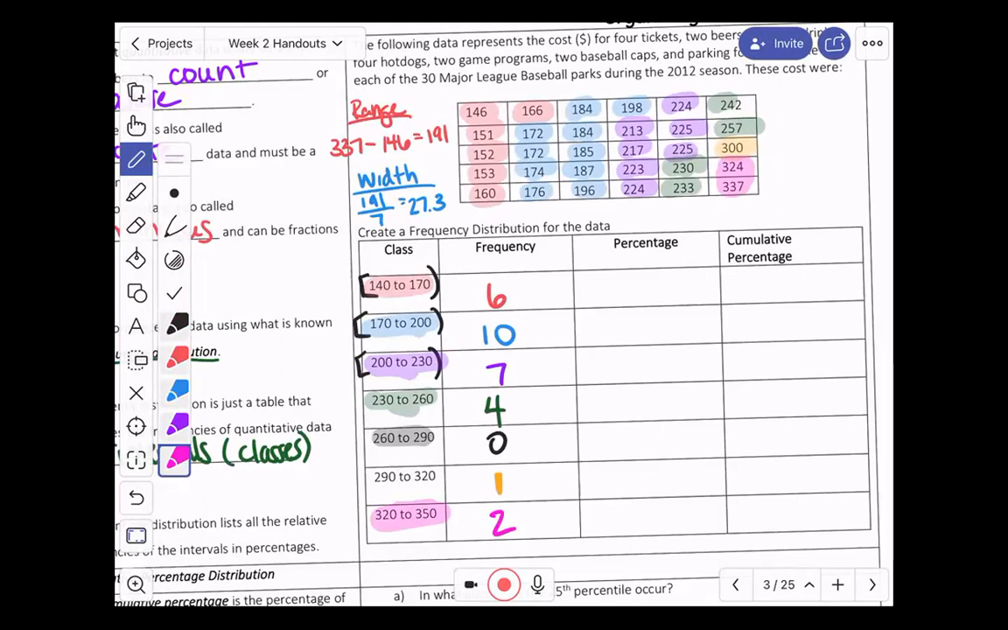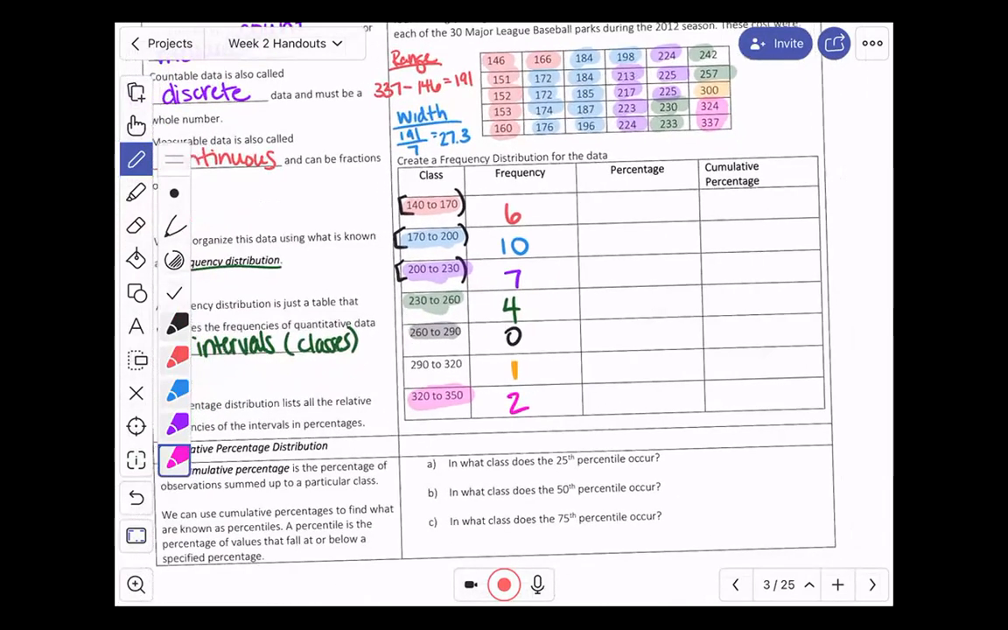Now, this is the frequency. We can use the frequency. What's my total, by the way? What's the total there? 6, 10, 7, 4, 1, 2. What's that add up to? It should be 30, I thought. It's 30. All right, cool. So the total is 30.